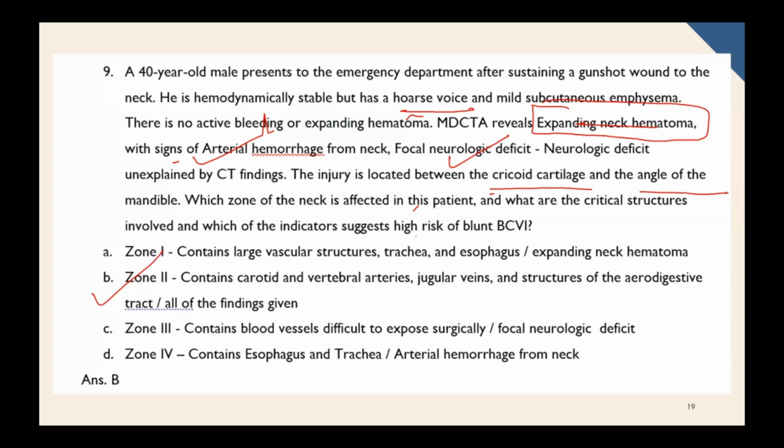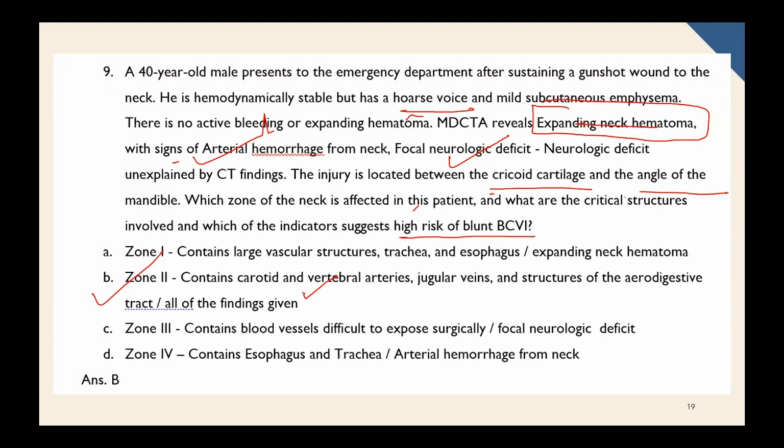And which of the indicators suggest high risk of blunt? So it contains carotid and vertebral arteries and jugular veins and structures of aerodigestive tract. That is also very important, that which zone contains which structures, because accordingly we need to go for a conservative management or a surgical management. So all the findings given, that is expanding neck hematoma, focal neurological deficit, everything is a hard sign of vascular injury needing surgical exploration.